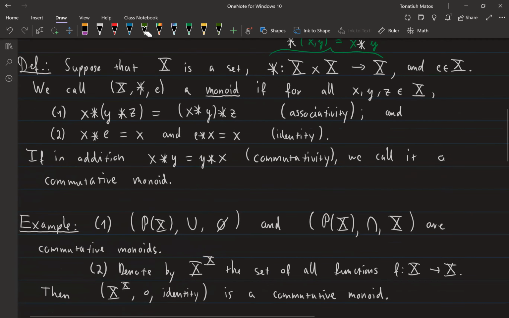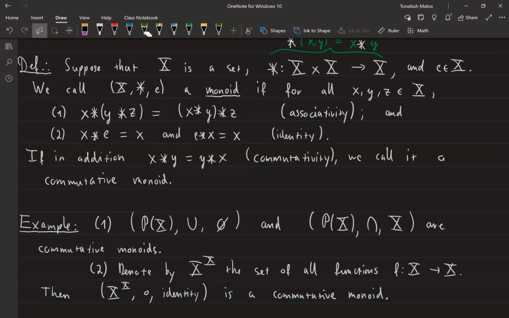So another example is if you take the set of all functions from X to X, and we denote this as X to the power X. Why do we denote it like an exponentiation? That will be made clear in chapter 4. So right now, just take this as notation. We won't be dealing with this in detail right now anyway.